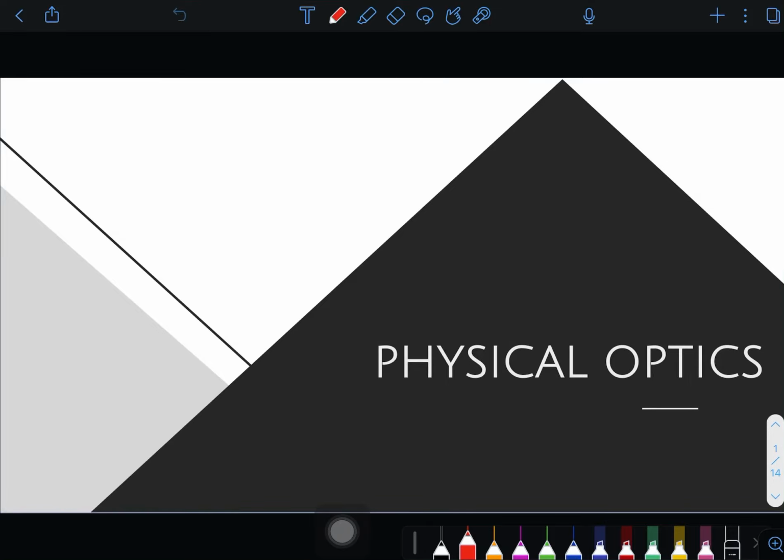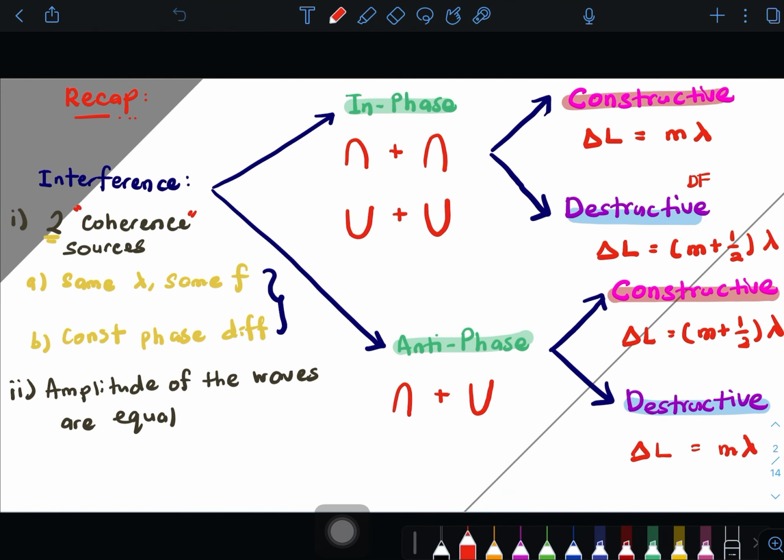So kita akan sambung dengan 8.4 in physical optic. So before we continue with 8.4, kita recap sikit apa yang kita dah belajar in 8.1. Okay, in 8.1 we have learned about interference. So there are two syarat untuk interference berlaku. The first one ialah we must have two coherent sources.